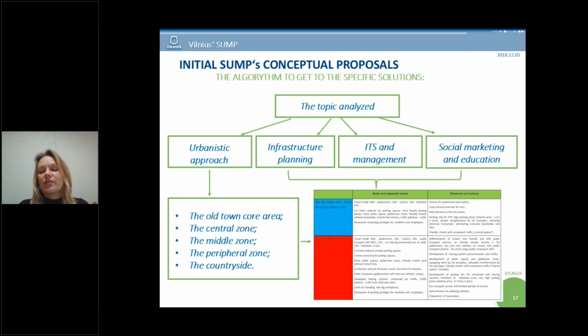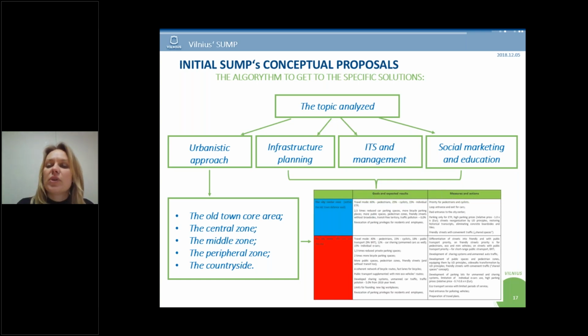And of course, having already a strategic decision for some infrastructure and urbanistic approach, like for example extending the parking zone, ITS and management solutions were added as well. We didn't have ITS as a separate topic. We had it inside every measure we were suggesting.